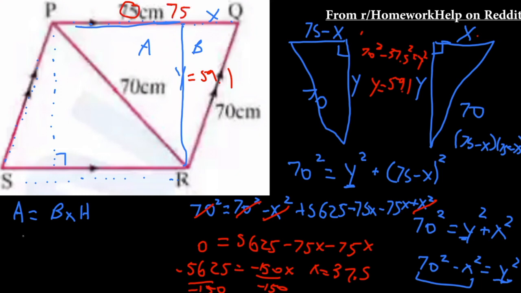So that means the area for this parallelogram is going to be 75 times 59.1, which gives you 4,433 centimeters squared. Now, keep in mind that I didn't use significant figures in these calculations, and I also don't know how many decimal places your teacher wants, but this is one way you can solve the problem.